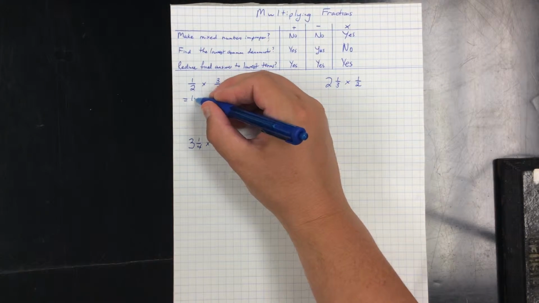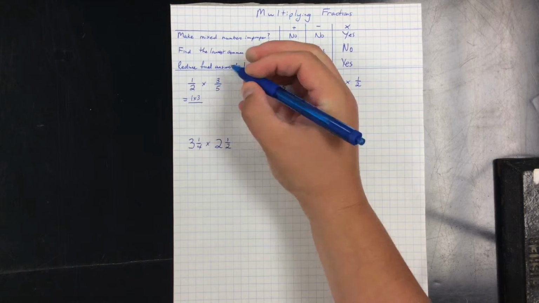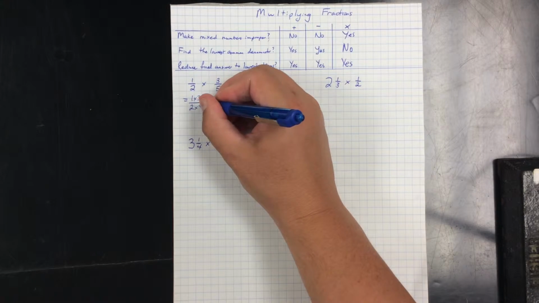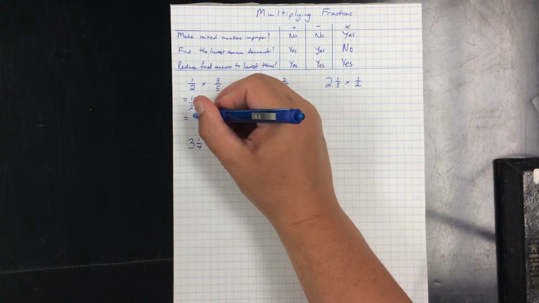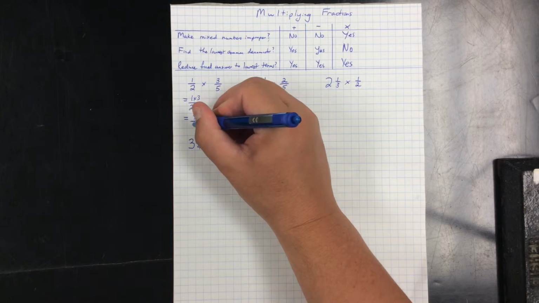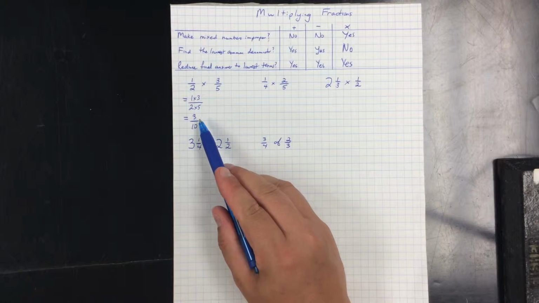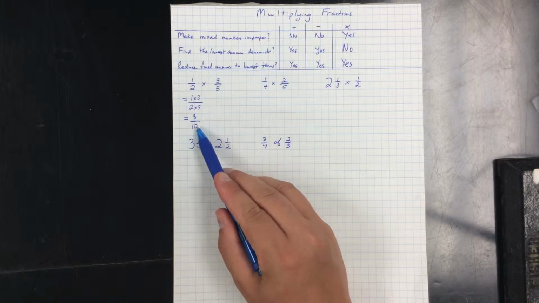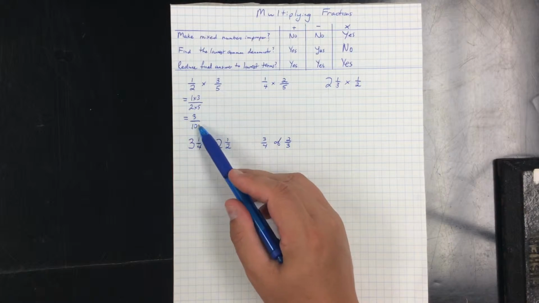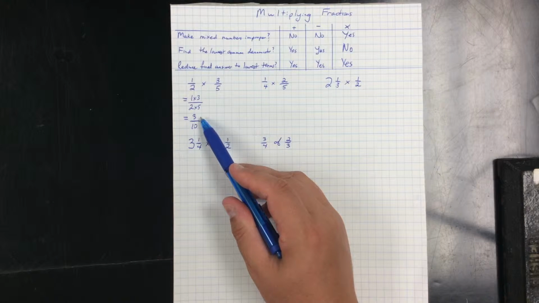So my numerators, I can think of it as 1 times 3, and denominators 2 times 5. 1 times 3 is 3, 2 times 5 is 10, and I end up with the answer of 3/10. 3 is prime, 3, 6, 9, 12, doesn't go into 10, so this is in lowest terms. So I've done that stage. So 1/2 times 3/5 is 3/10.